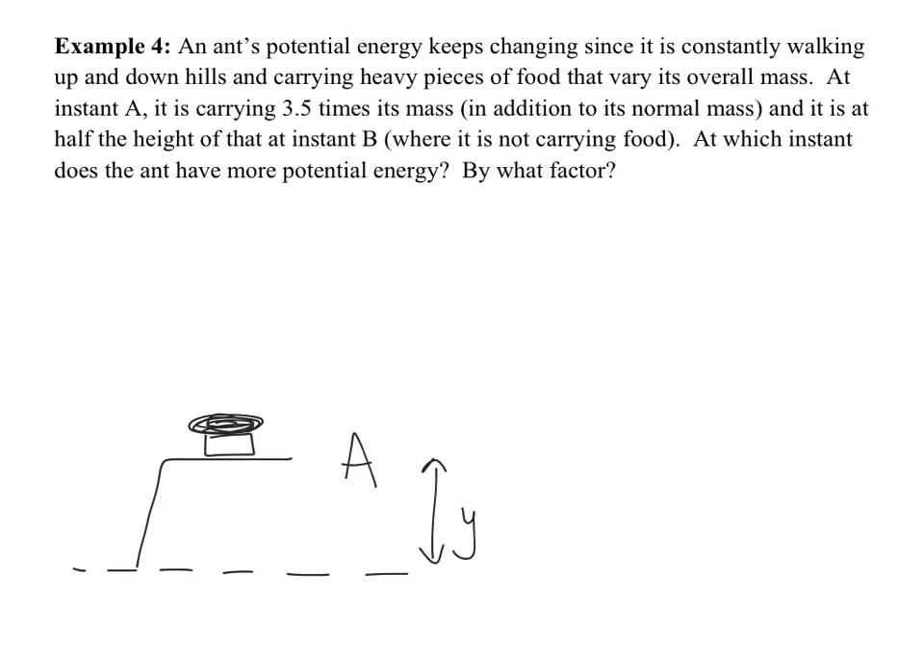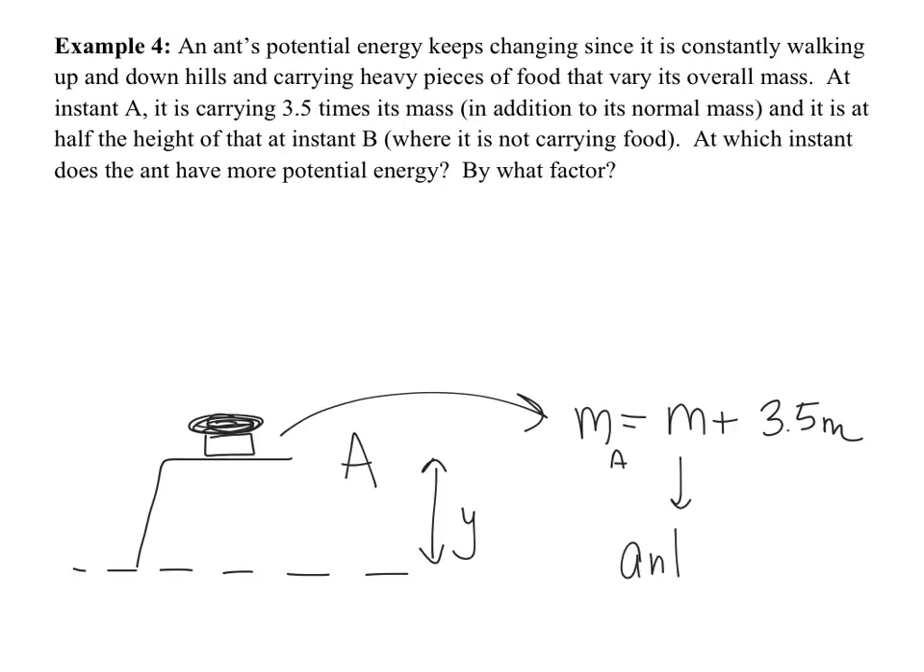Now, at this instant in time, the mass of the object at A is its mass plus 3.5 times its mass. I don't know numbers here. You could plug in numbers and it will work, as long as they follow the routine. If I choose 10 to be the ant's mass, then it would be 10 plus 35. If I chose 20, it would be 20 plus 3.5 times 20, which is 70. Again, it has the mass of the ant plus the food. This is the ant itself, and this is the food.